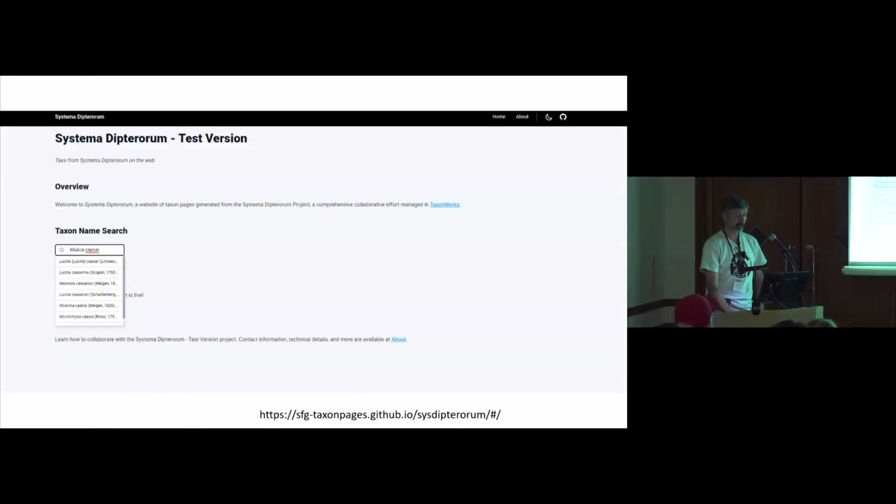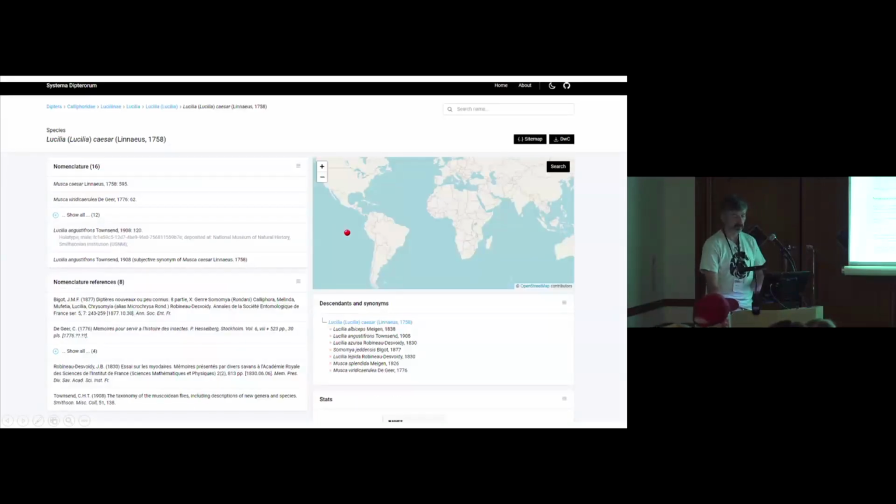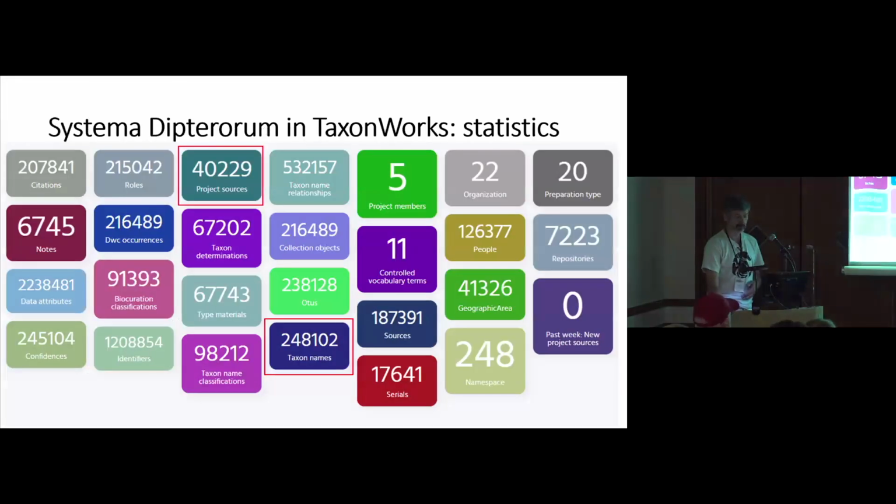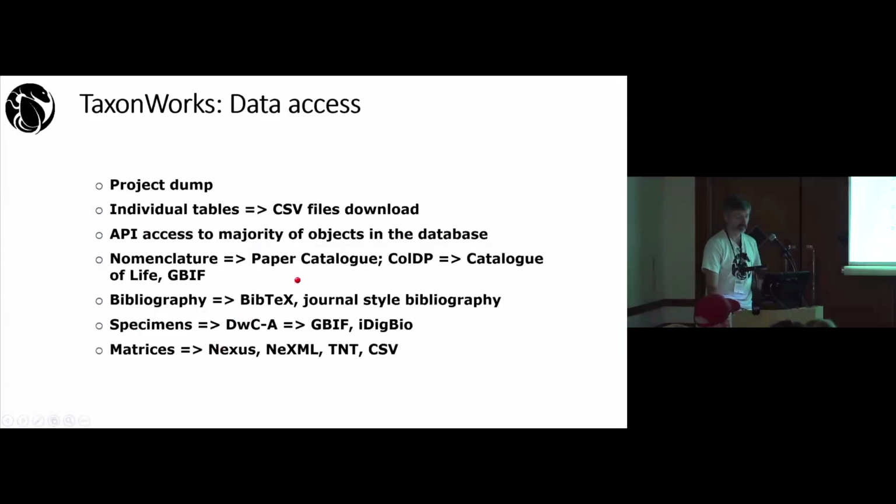And we have public interfaces. Again, I didn't do any fancy stuff, just one single search box, but it's already searchable. You can get access to it and try it. And you can get all the information about the species summarized on a single page. Some basic statistics: 248,000 names, 40,000 sources.